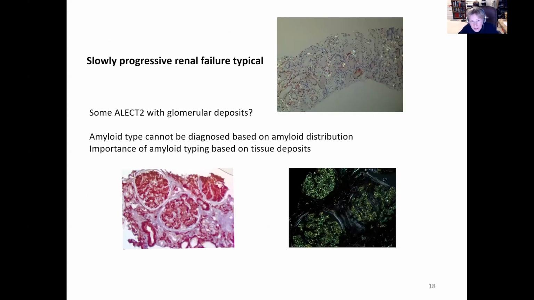Now, in terms of clinical picture, yes, the initial reports were stating slowly progressive renal failure, no significant proteinuria, and deposits of amyloid predominantly in the interstitium. But as we see more specimens, more patients, it turns out that some patients also have glomerular deposits, and they may have some degree of proteinuria as well. Hence, I would like to emphasize here that amyloid type cannot be diagnosed based on amyloid distribution. You can have your favorites in terms of differential, but the amyloid type has to be determined properly, not based on the distribution.